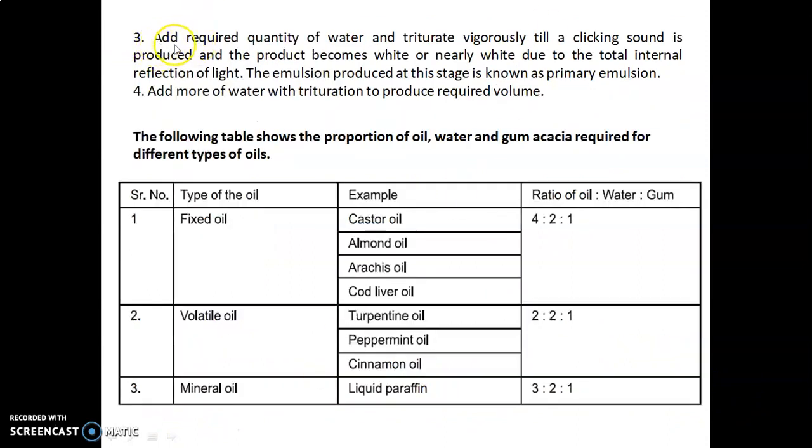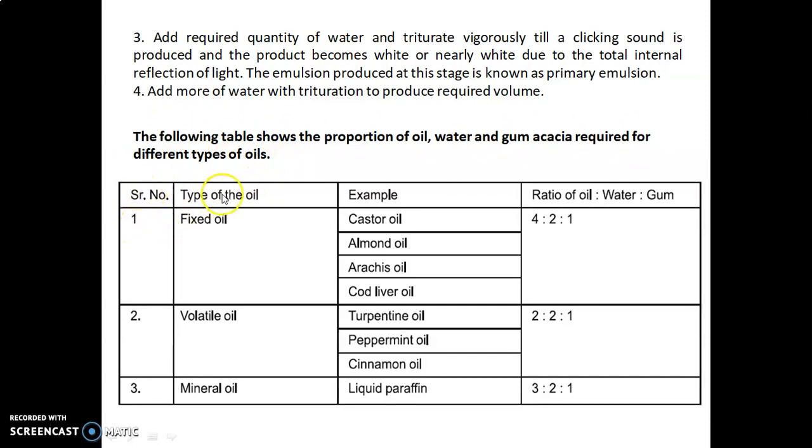Third, add the required quantity of water and triturate vigorously till a clicking sound is produced and the product becomes white or nearly white due to the total internal reflection of light. The emulsion produced at this stage is known as the primary emulsion. Fourth, add more water with trituration to produce the required volume. The following table shows the proportion of oil, water, and gum acacia required for different types of oils.